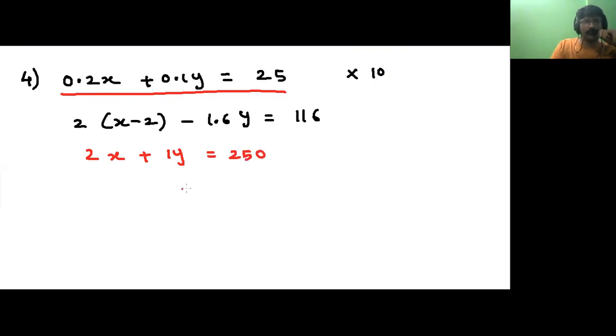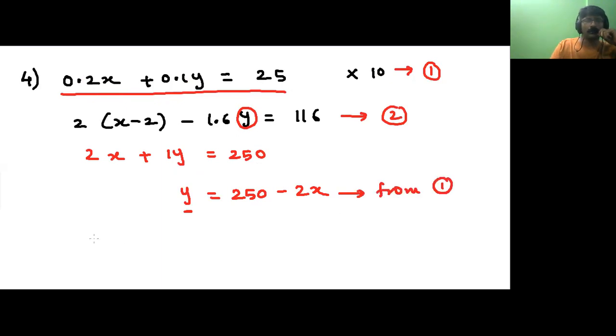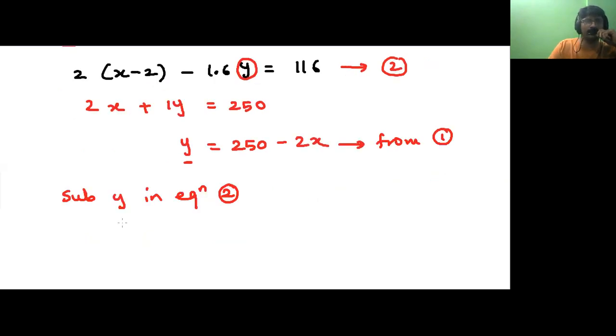So what is the value of y? The value of y is equal to 250 minus 2x. And now this value of y, we can plug it over here. So let's say this is equation 1 and this is equation 2. So this is from 1, isn't it? From 1, substitute y in equation 2. Are you understanding the communication or writing of the sum? You'll have to write all these steps, guys, and only then will your examiner accept your answer.